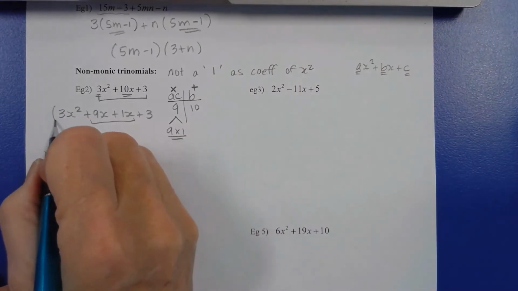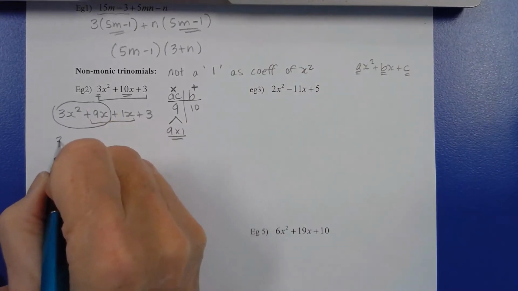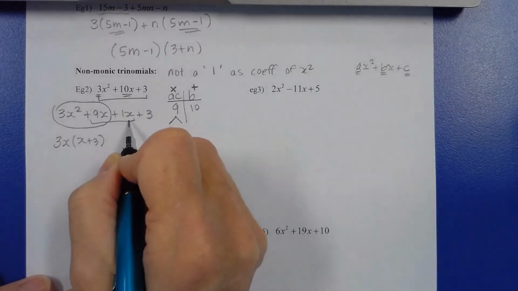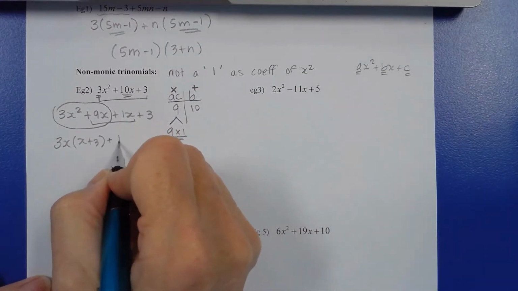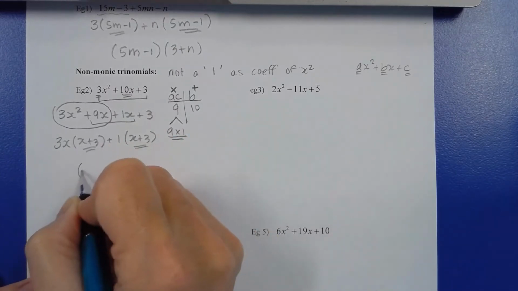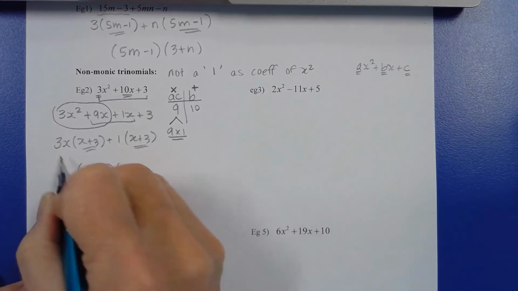And now I do the factoring by grouping. So I can say there's a 3x there. That's x plus 3. And there's nothing in common there, so I'm just going to put a 1. I get x plus 3. Now these two are the same, so I factorize that out, and that's 3x plus 1.